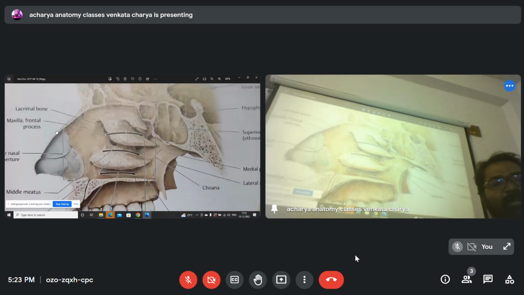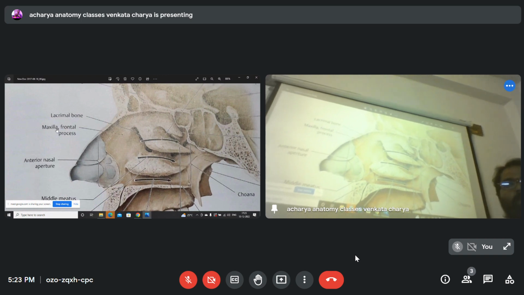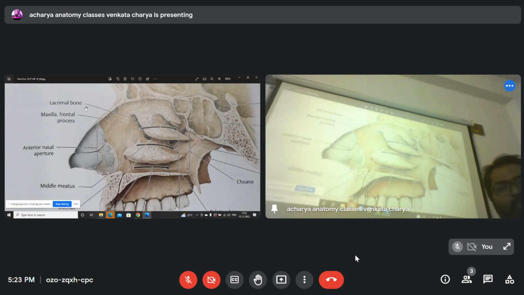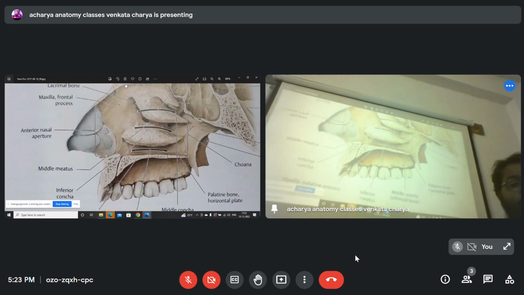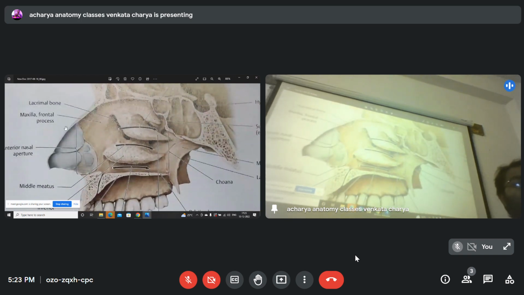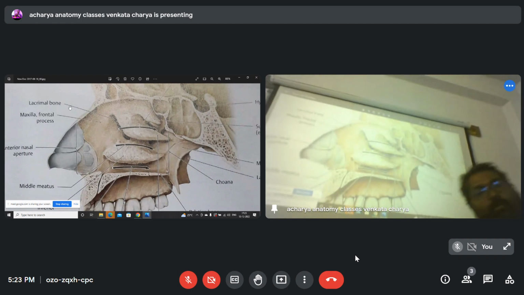Next, the frontal process of the maxilla. Next, the lacrimal bone.